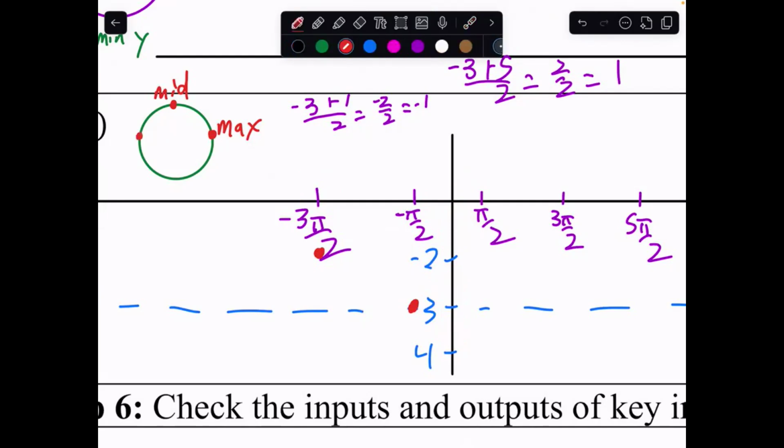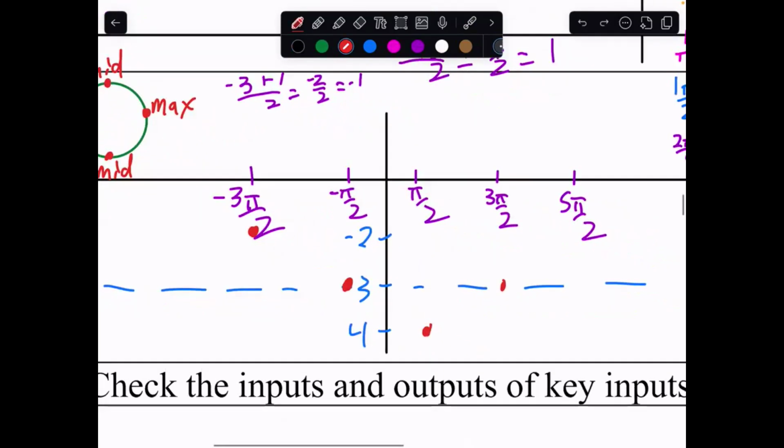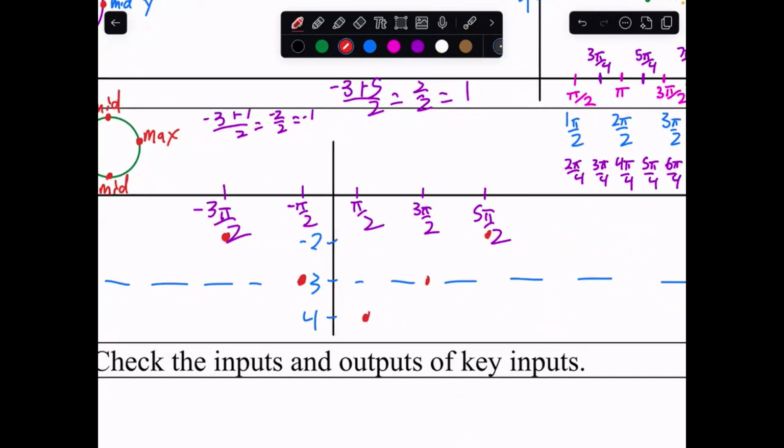Okay, so the third angle skips over to pi over 2. The third angle is furthest left, so it's at the minimum. Fourth angle back in the middle, on the midline, I mean. And fifth angle back up at the maximum. Okay, so here's my first period.